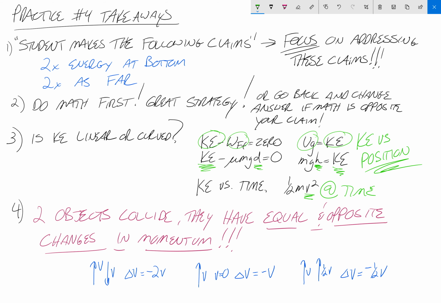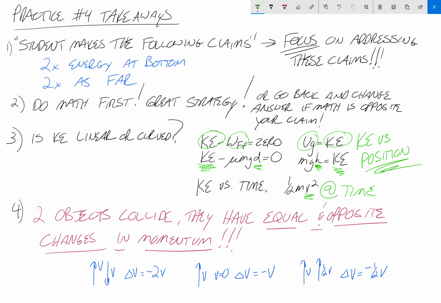When two objects collide, they have equal and opposite changes in momentum. That is like the most important concept when it comes to this stuff. That makes the answer super easy. You don't even have to do math for that one question with the puck hitting the rod. Please, this was the same strategy with the pumpkin.